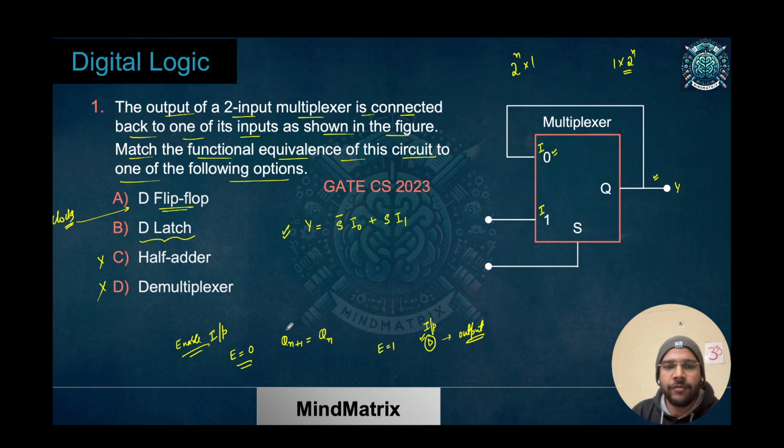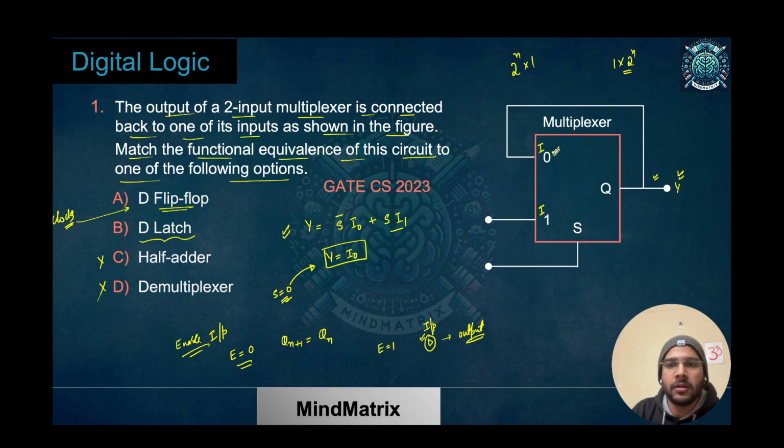Let's substitute S equal to 0. In that case, Y will be nothing but I0, because when S is 0, this term will become 0, S complement will become 1, and Y will be equal to I0. So when S is 0, Y is equal to I0.